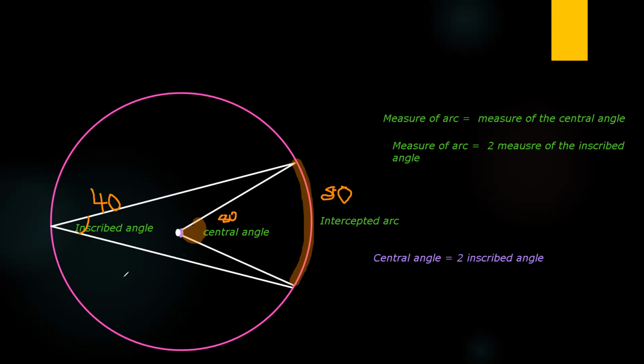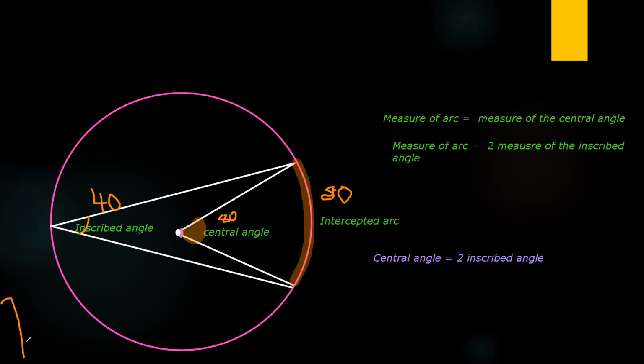Is it clear? What's the difference between them and what is the relation between them? The central is double the inscribed. Half of the central is the inscribed. The central angle has the same measure as the intercepted arc. Is it clear? Yes.